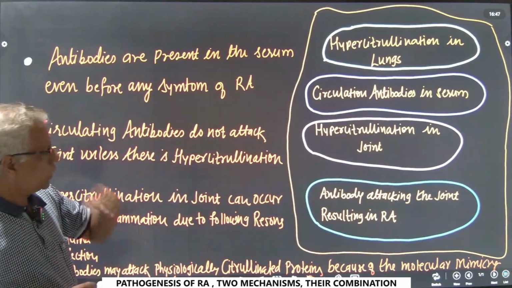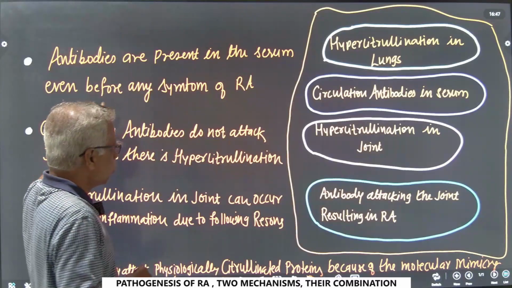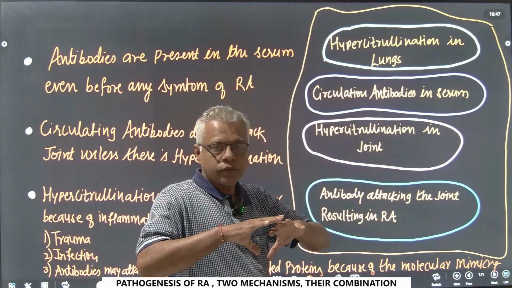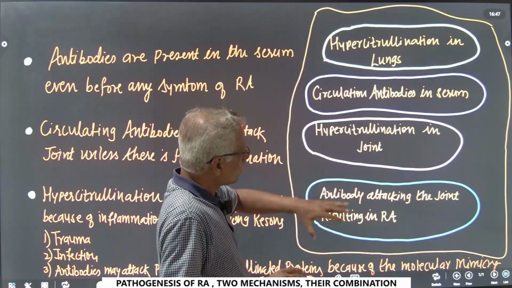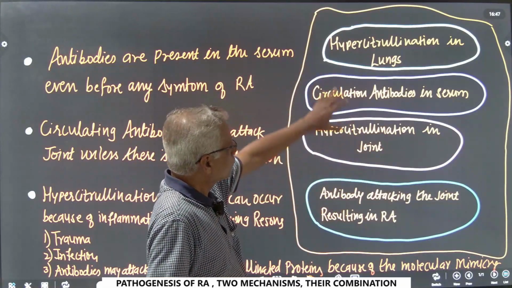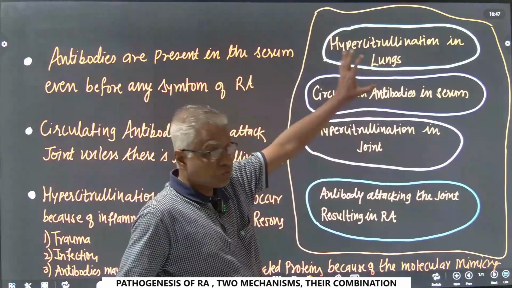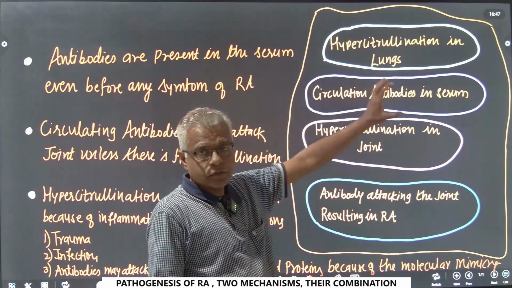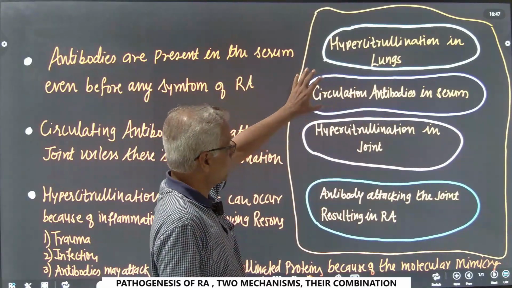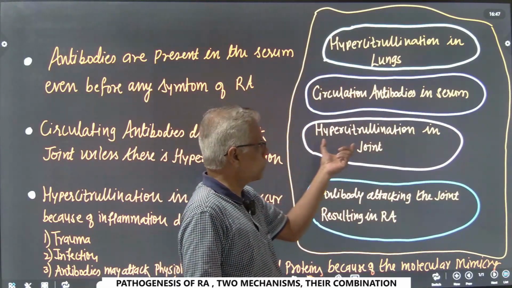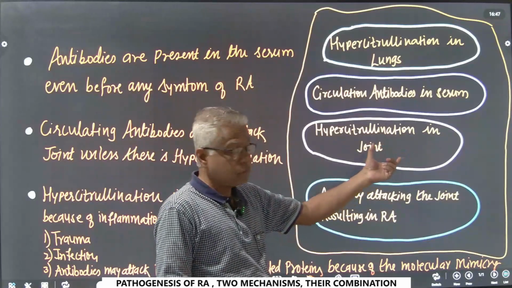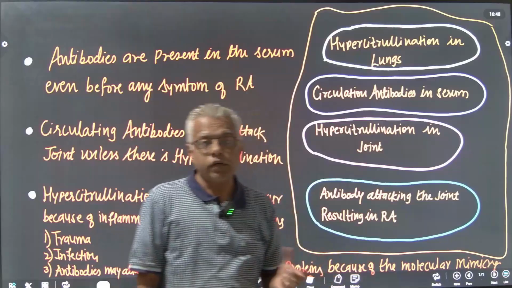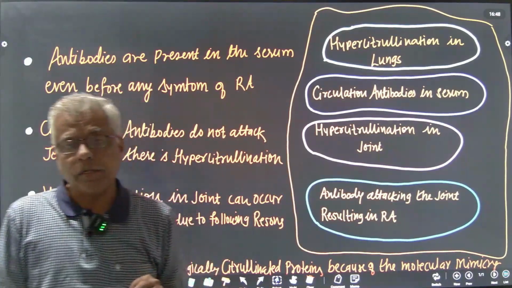Okay. So here we have combined both these mechanisms, and we have just explained this mechanism in a very short manner. Hypercitrullination in the lung is the first event occurring in rheumatoid arthritis. Then circulating antibodies in the serum is the second event we can see. The third event is the hypercitrullination in the joint, and the fourth event is these antibodies attacking the joint, resulting in rheumatoid arthritis.